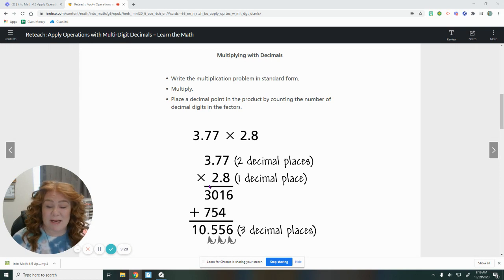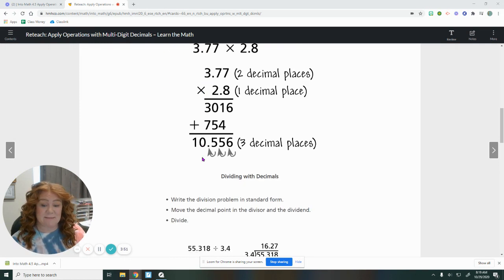Now I go back and count my decimal places. I have 1, 2, 3. So I move the decimal 1, 2, 3 places. So don't add extra zeros here to make your decimals line up. That is going to make your job way harder. Just pretend you were doing 377 times 28. Move the decimal at the end.